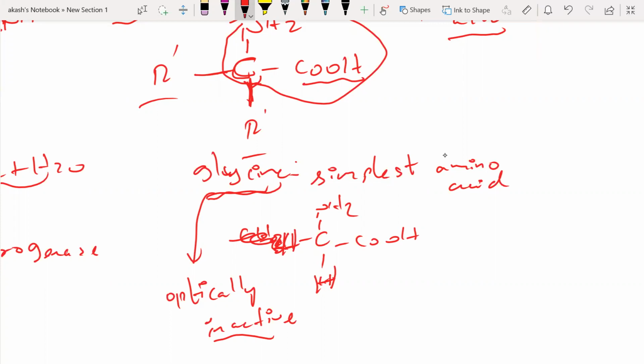So the chirality and the asymmetry. What do you mean by chirality? When a carbon is attached to 4 different groups. Right. The first condition is chirality, and the second condition is symmetry. Both should not be there. I mean, a chiral carbon atom should be there, and symmetry should not be there.